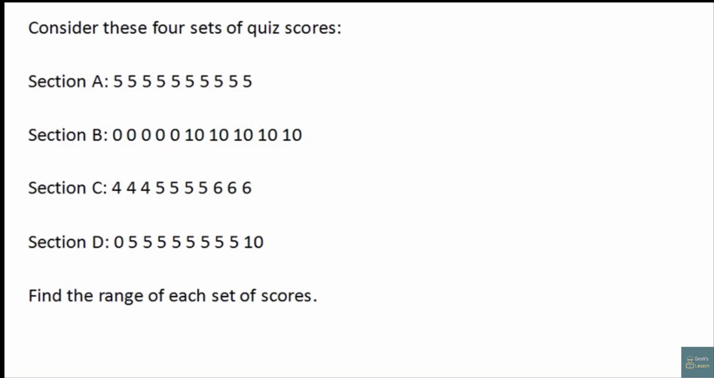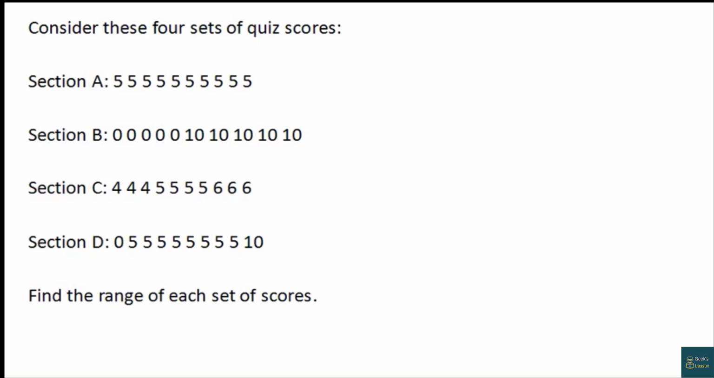So consider these 4 sets of quiz scores from 4 different sections of a class. A quick calculation will discover that the mean and the median of each of these data sets is 5. And yet, looking at them, you can tell that they're quite different.